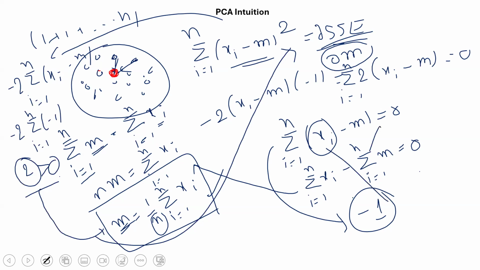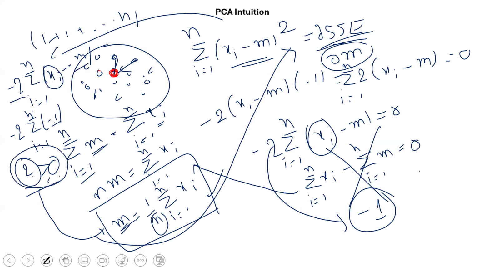So this is completely wrong. There is -2 before this. Okay, right? So the first derivative is 2 into xi minus m into -1. So that becomes -2 sigma i equal to 1 of xi minus m. And then if you take the derivative again, the double derivative, this becomes -2 sigma i equal to 1, xi is constant, minus m will become -1. So -1 into -2 will become +2. Sigma i equal to 1 to n will become 2n.